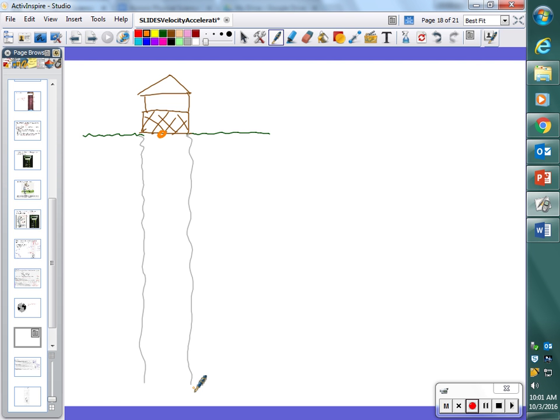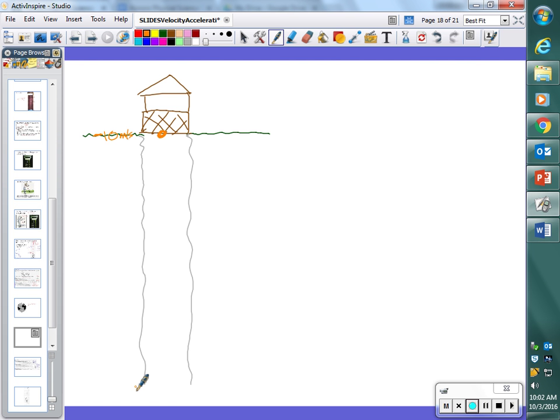Make sure we know our terms. The initial instantaneous velocity is not 10, it's negative 10. Because which way is it going? Alright? So here, this is negative 10. Okay?